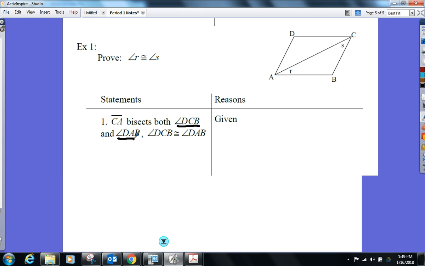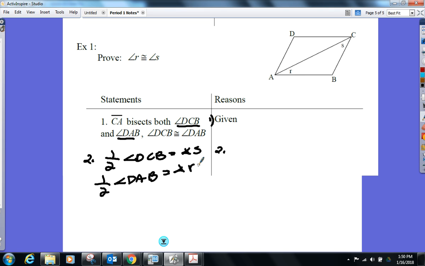So that's the first thing I check for. What I'm taking half of should be equal to each other. And in this case, they are because it's given. So the next thing I say is, okay, what's half of each then? What's half of DCB? If I take half of DCB, I'm either going to tell you DCA or angle S. And I'm going to tell you angle S because that's the one I'm trying to involve in the proof statement. And what's half of DAB? Well, it's either DAC or angle R. And I'm going to tell you angle R because that's the one I need in the proof statement.